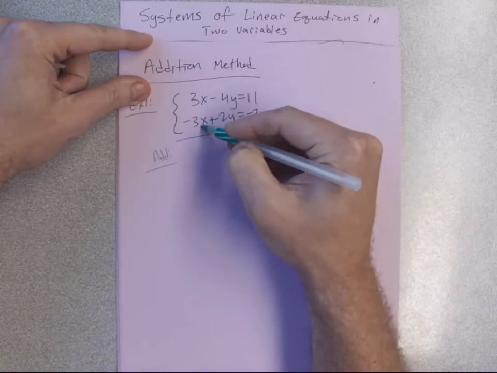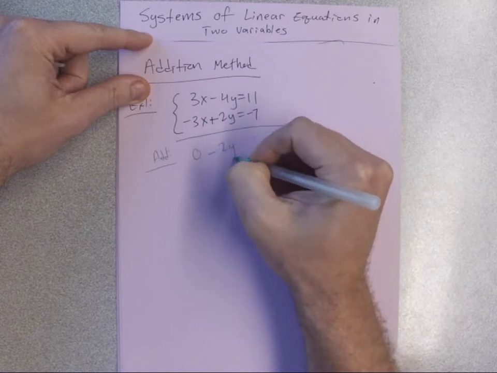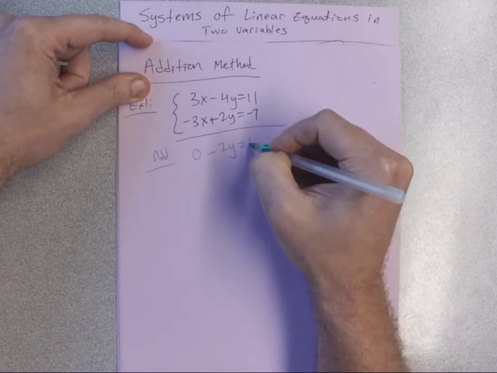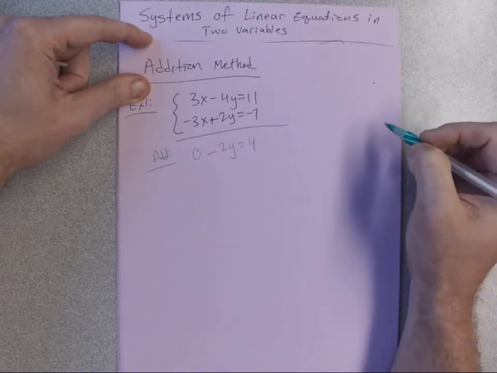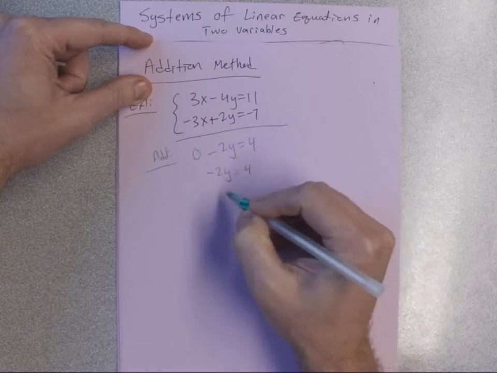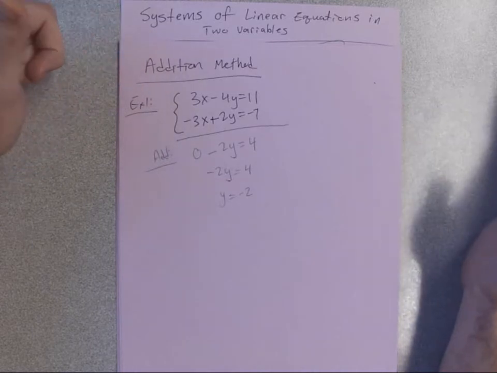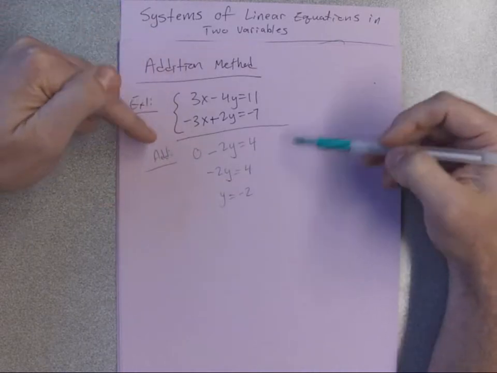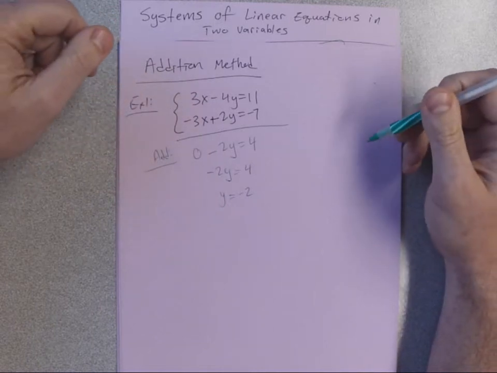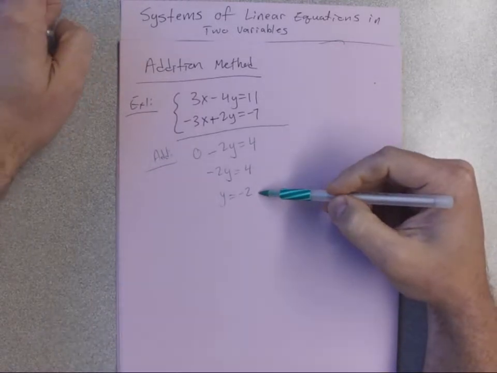So 3x minus 3x is 0. Minus 4y plus 2y is minus 2y. And 11 plus a negative 7 is a positive 4. This gives you minus 2y is equal to 4. Divide both sides by negative 2, and you get y is equal to negative 2. Much simpler and faster, and this is foreshadowing some things to come in later lectures when we get to talk about matrices.